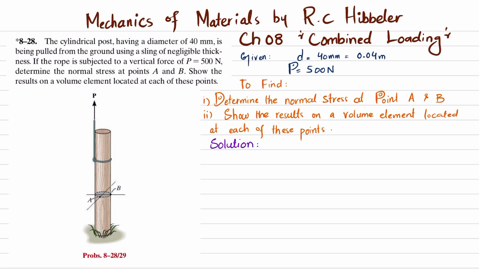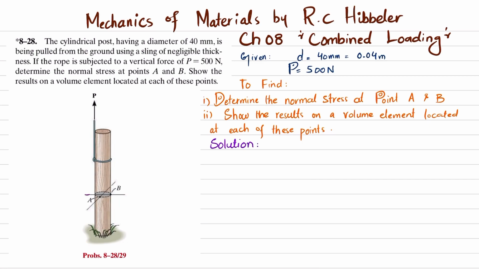So you can see this is a cylindrical post, clear, and it is being pulled from the ground by using a sling that is negligible, and a force of P is applied on the rope, and the value of P is 500 Newton. So you have to find the normal stress at points A and B. So let's start with the solution.